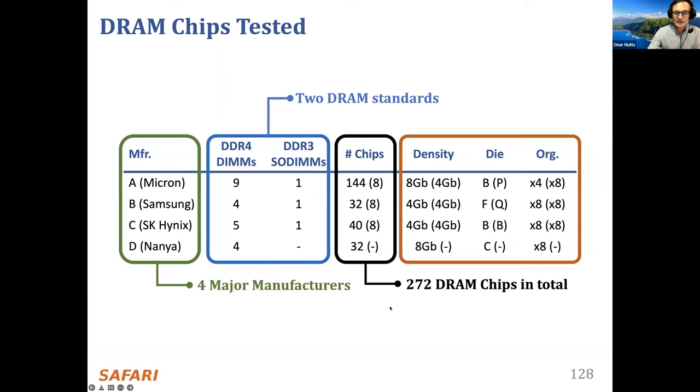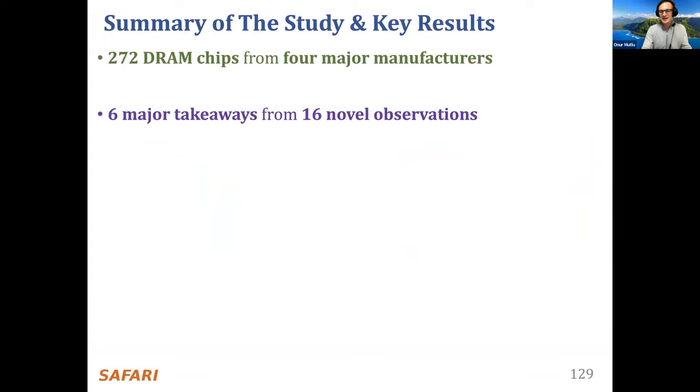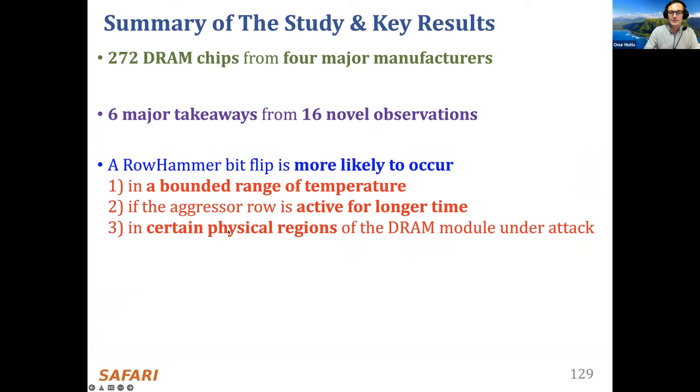And we started not anonymizing the DRAM manufacturers' names in this paper, because at some point it starts not making sense because everybody knows these manufacturers. And also the trends are very consistent across different manufacturers. So basically there are a lot of takeaways in the paper, but I'll give you the major takeaways. A RowHammer bit flip is more likely to occur in a bounded range of temperature, and every cell is different. Because of the process variation and different cell characteristics, different cells are vulnerable at different temperatures, which is very interesting, I think.